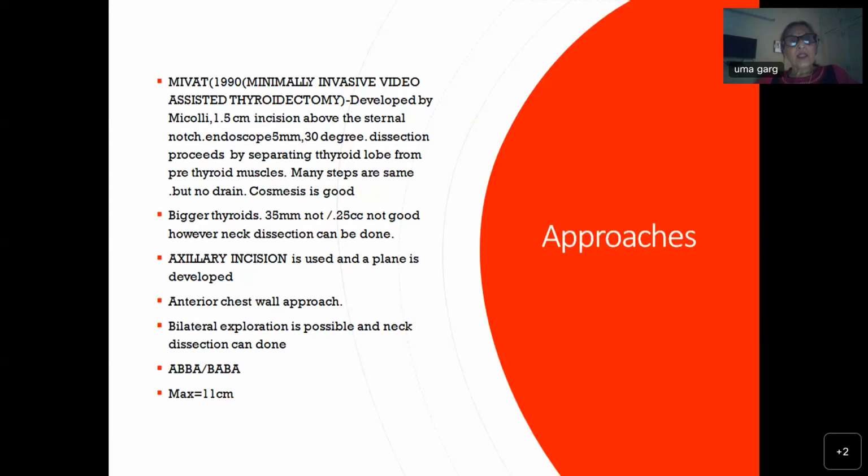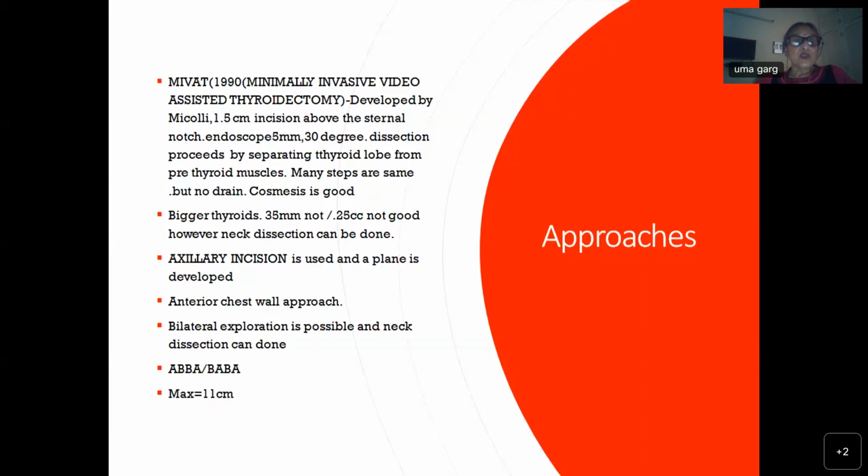Though there may be other benefits also which are comparable, but osmosis is certainly better. Bigger thyroids, more than 35 millimeters, or thyroid volume more than 25, are not good candidates for this. For this, then, there is a separate method.